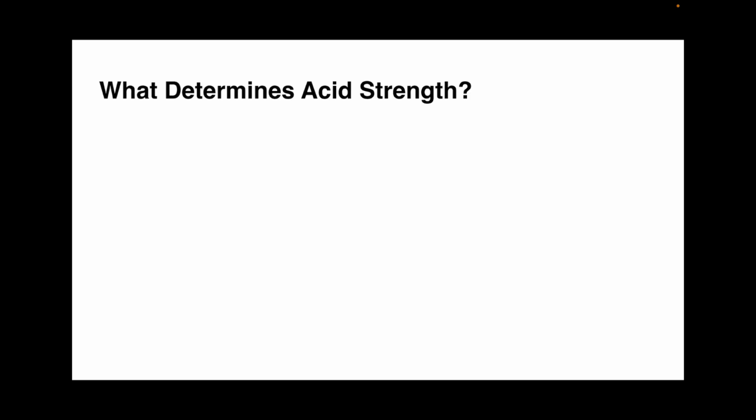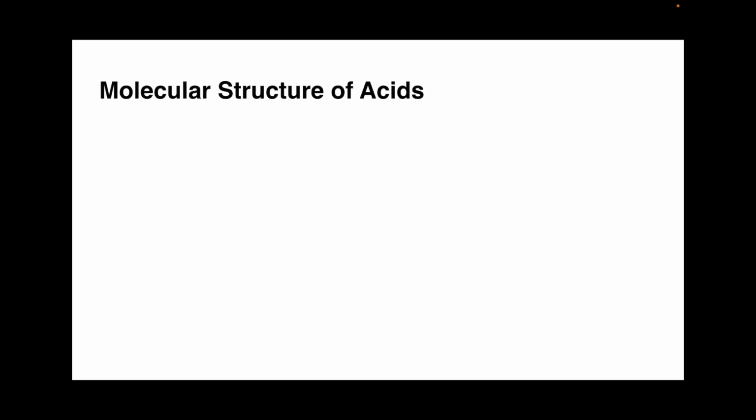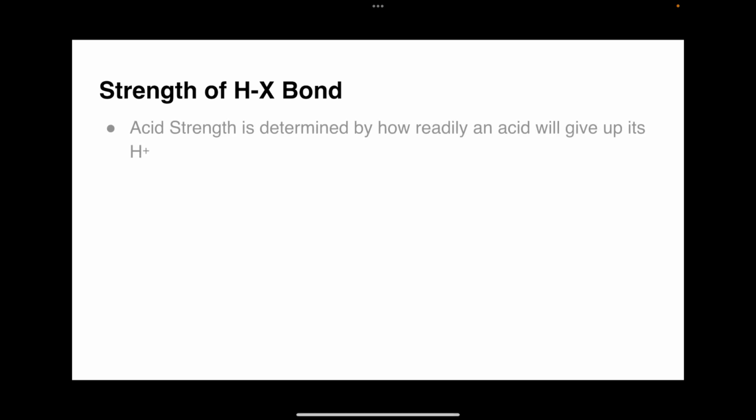There's a whole bunch of structural factors that determine acid strength. We're going to look at just a few in this video. The main things we're going to look at are the strength of the HX bond, which is highly influenced by the induction effect, and the stability of the conjugate base produced, which is highly influenced by electronegativity and resonance. So let's start by considering the strength of the HX bond.